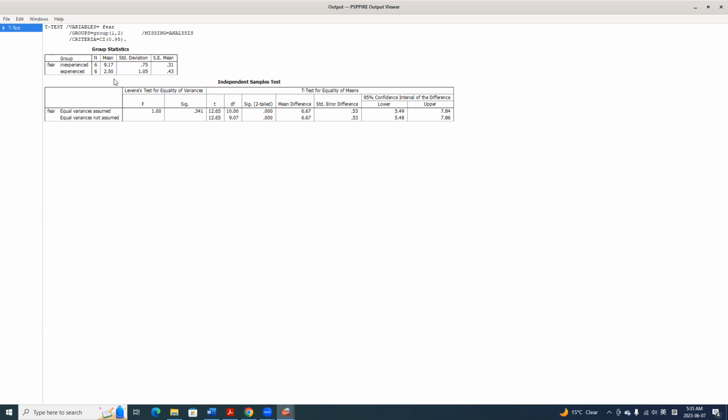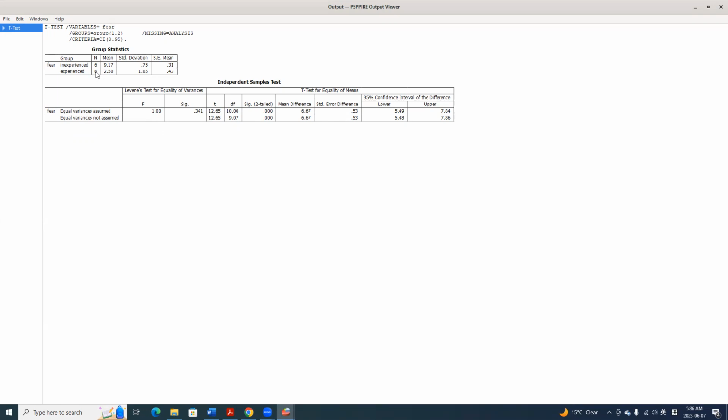So we have the descriptive statistics, group means, and degrees of freedom. It is significant. And here's the degrees of freedom. You look at this one, degrees of freedom is 10. So you have two groups. The first group degrees of freedom is 6 minus 1, that's 5. For the second group, 6 minus 1, that's 5.